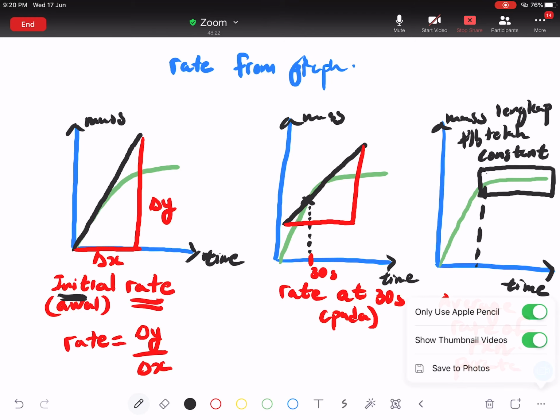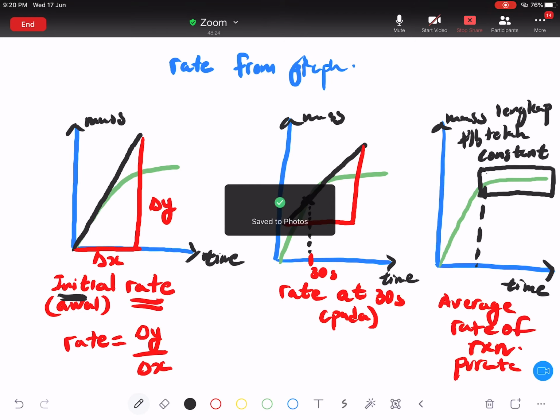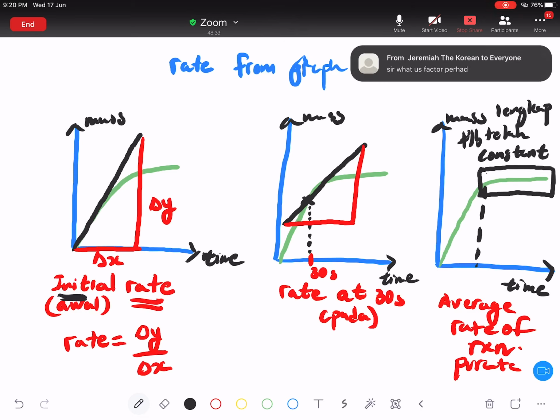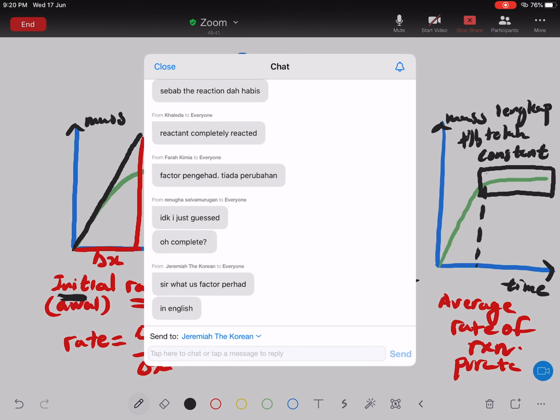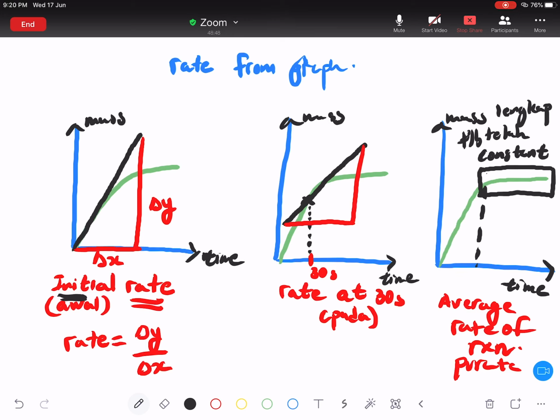Okay, siapa nak screen capture, do it now. Sebab average ni, so what is factors? Factor per had. Oh, limiting reactant. A limiting reactant, Jeramiah.